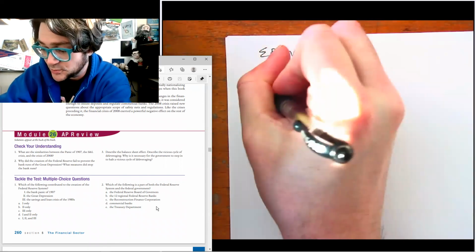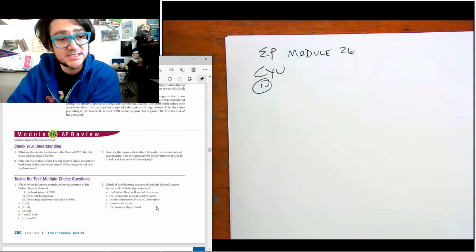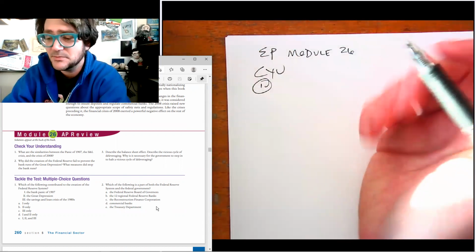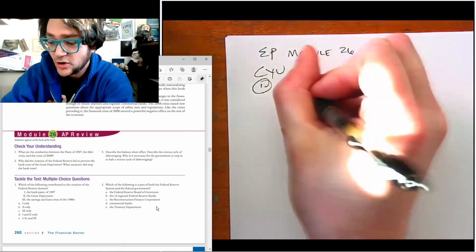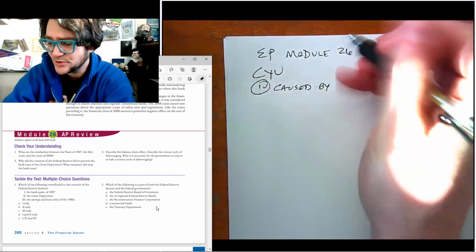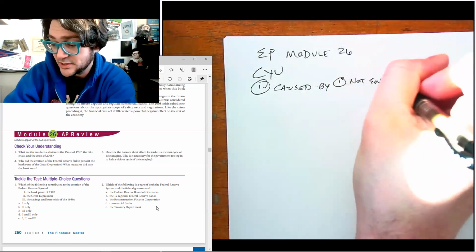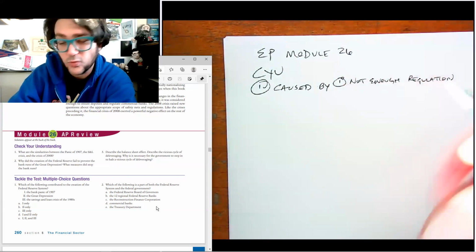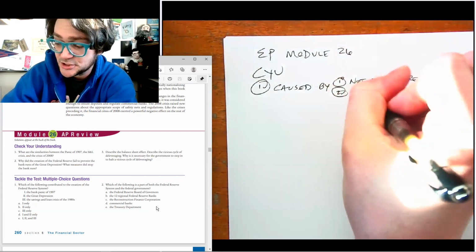Check your understanding number one. It says, what are the similarities between the panic of 1907, the savings and loan crisis, and the crisis of 2008? This is again the information that you don't have to know for this exam. But all of those are banking panics, right? They're all at root caused by two things. One is not enough regulation, and if you go into some detail in the book, it talks about what regulations would have prevented these things from happening. And the second one is speculation and bubbles.